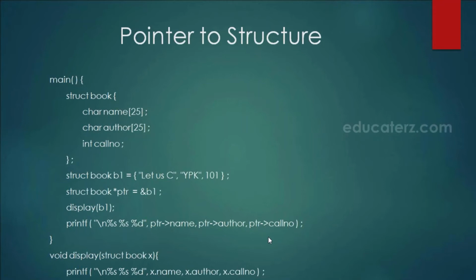And one more concept I have added here, that is display b1. So display is another function which is asking for a structure variable. Whenever I pass b1, b1 gets assigned to x, and all data of b1 we can read from x.name or author or call number. So this way we can pass a structure as a parameter to the function. When we pass a structure as a parameter to the function, in one go we can send a lot of information which is wrapped in one structure variable.